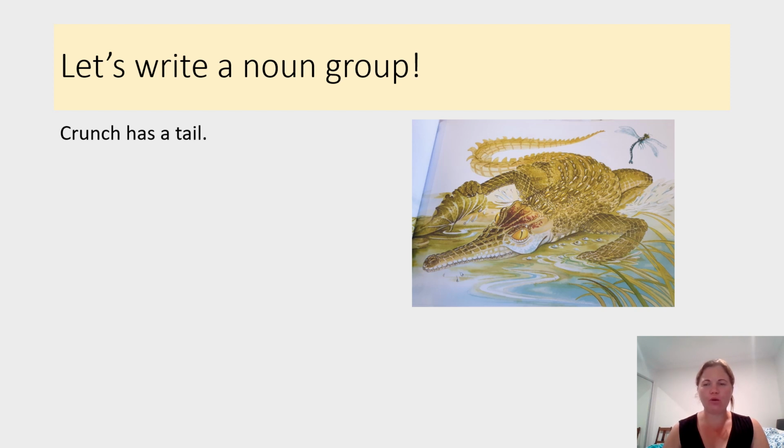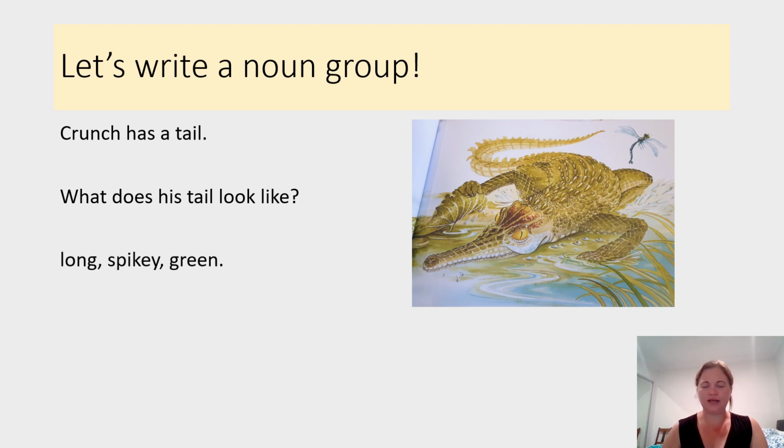I know that good authors use adjectives in their sentences so that the reader can make a picture in their mind. I can't make a picture in my mind about Crunch's tail. I can see there's a picture in front of me. But if I were just looking at the words, I might think that Crunch has a fluffy bunny's tail. Let's see what adjectives we can use to describe Crunch's tail.